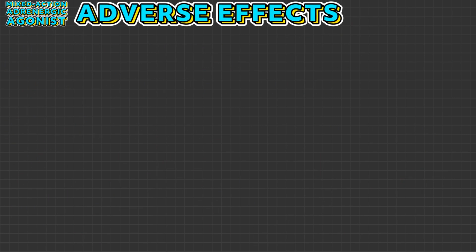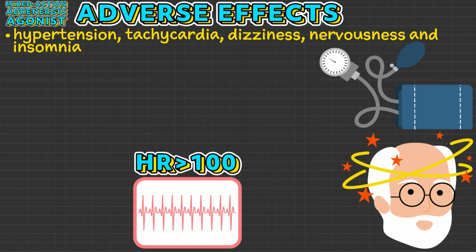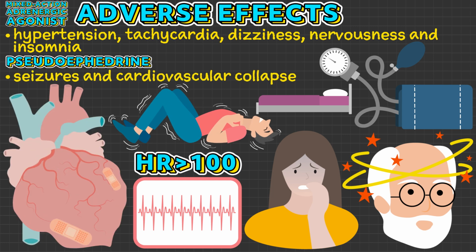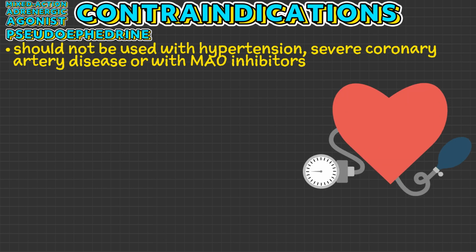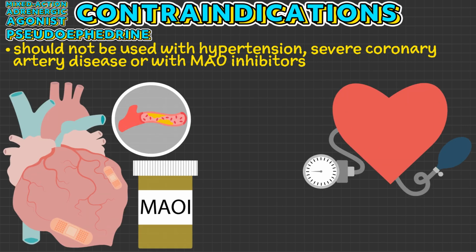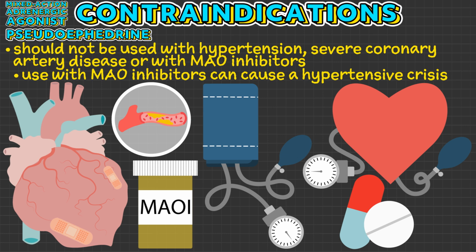Adverse effects of mixed-action adrenergic agonists include hypertension, tachycardia, dizziness, nervousness, and insomnia. Pseudoephedrine can additionally cause seizures and cardiovascular collapse. Pseudoephedrine should not be used with hypertension, severe coronary artery disease, or with MAO inhibitors. The concurrent use of MAO inhibitors can cause a hypertensive crisis.